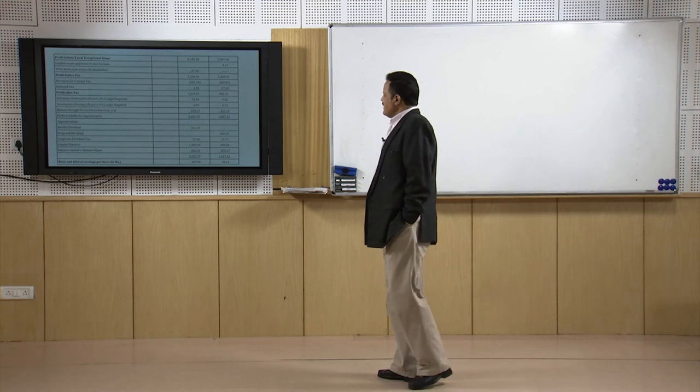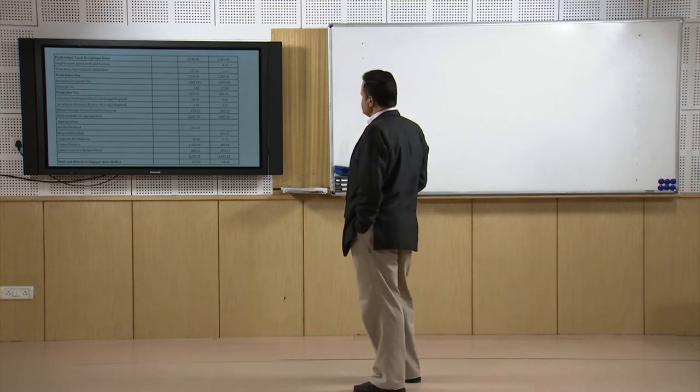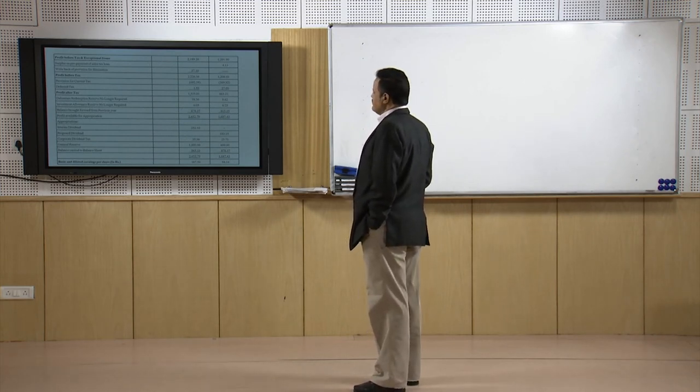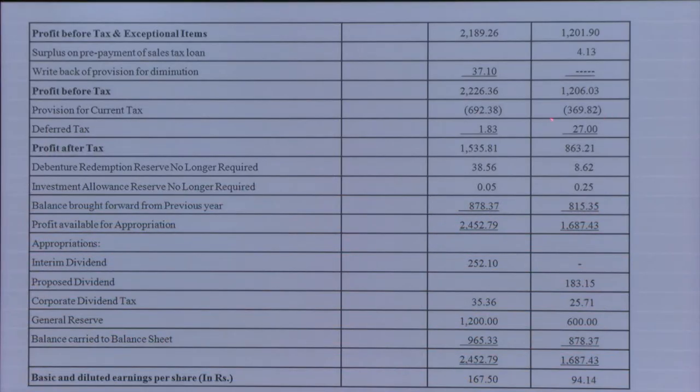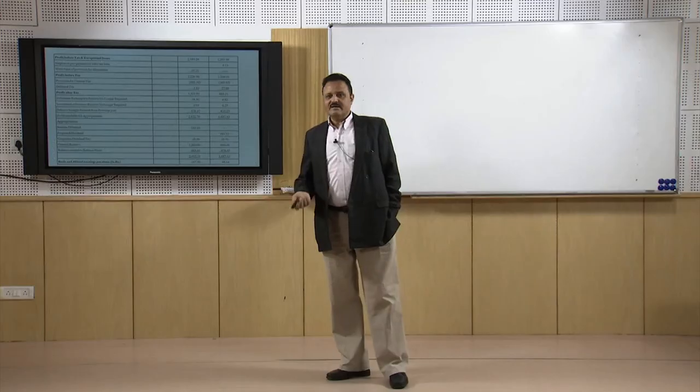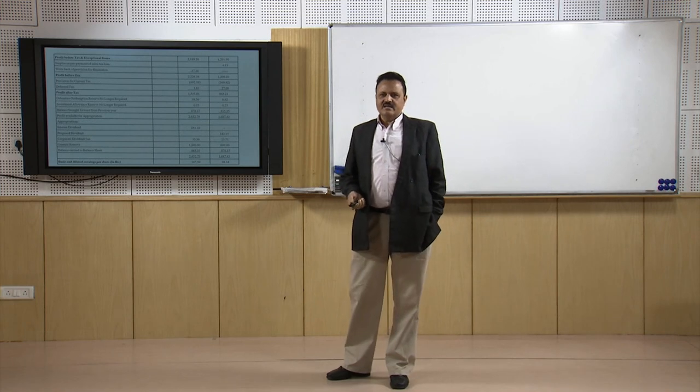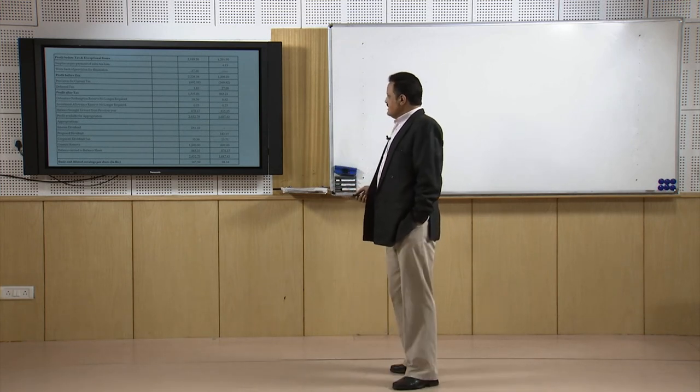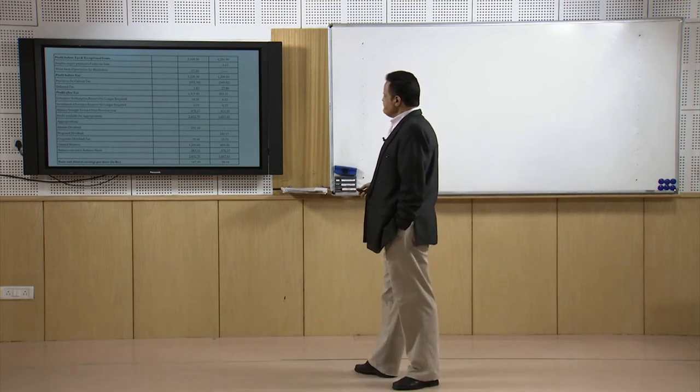Then, if you look here, the profit of the firm is a really very interesting figure. Profit before tax here is 2000 plus crores, which was 1200 crores in the previous year. This year the profit has increased by 1000 crores, from 1200 crores to 2226.36 crores. So there is a very good increase, almost 100% as compared to the previous year. So that's again a very, very good achievement.